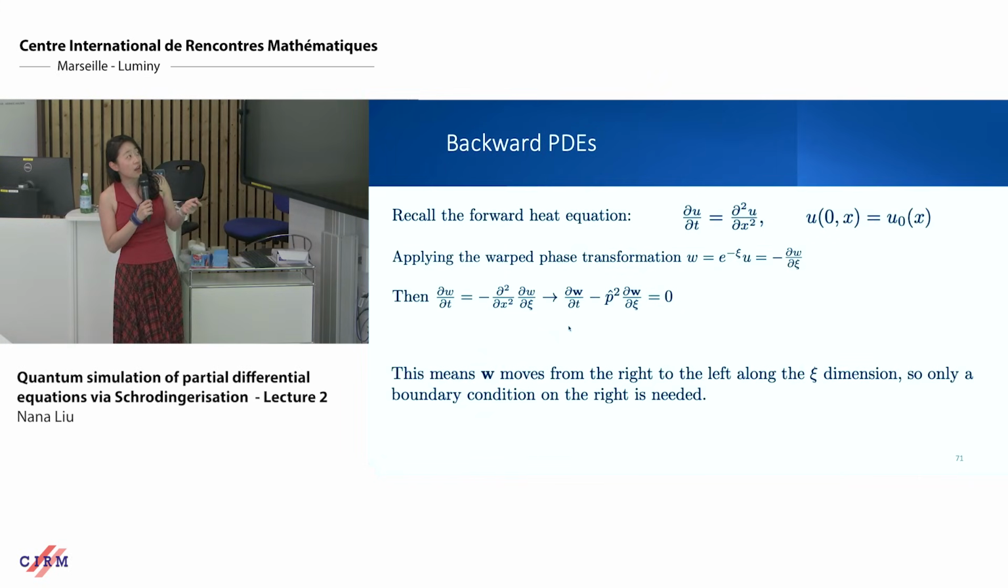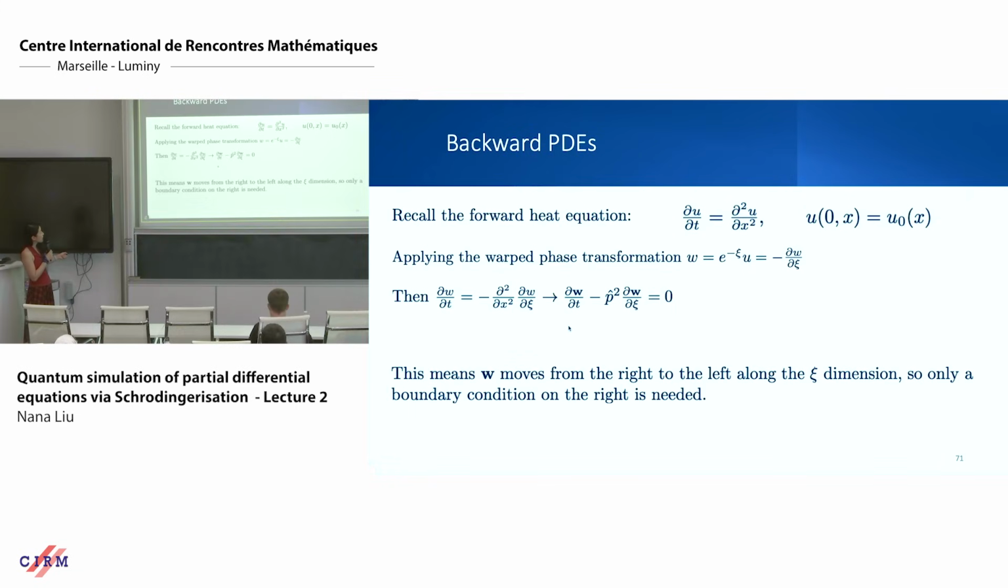Okay, so we have an example, right? So with the heat equation, for example, so recall the heat equation. Okay, it's like this. Now, if you apply the warp phase transformation, now we get this with the minus sign. And if you remember, here I said this means W moves from the right to the left along the spatial direction. So only a boundary condition on the right is needed.